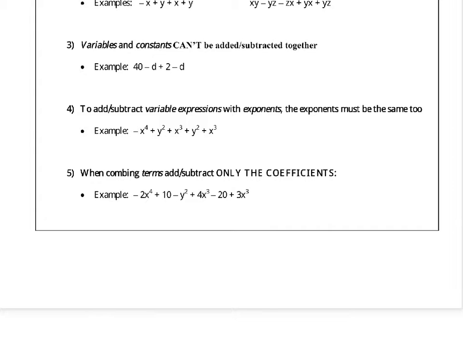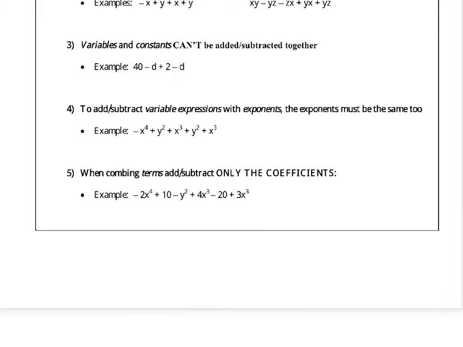There are 2 of them, so that's 2y squared. Finally, -x4 is by itself. It's unlike the others, so it does need to be carried down, and our final expression simplified would be -x to the 4th plus 2y squared plus 2x cubed.